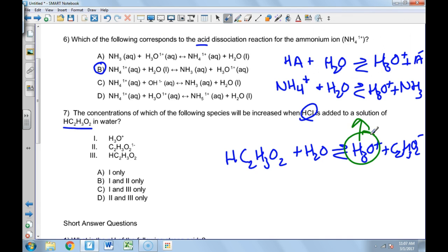So that's going to increase. And since that goes up, this is going to shift to the left. And so this is going to increase. So the two things that are going to increase are 1 and 3. So the answer here is C.